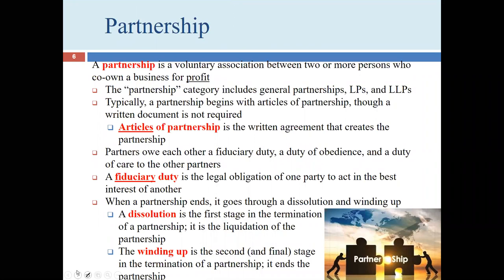So what is a partnership? A partnership is a voluntary association. This is an important idea. Voluntary. We get to choose who we want to partner with in a business. As a general rule, the government isn't going to tell somebody, you have to become a business partner with that person. We get to say, no, thank you.